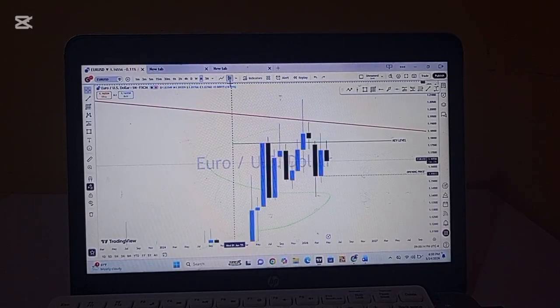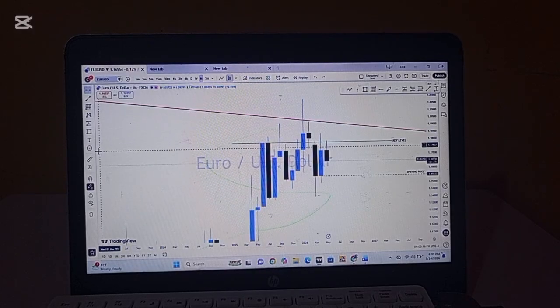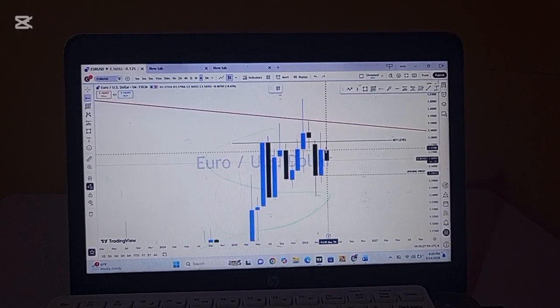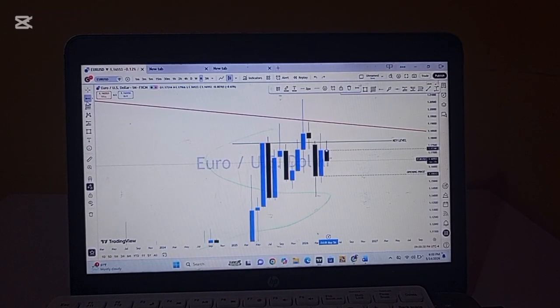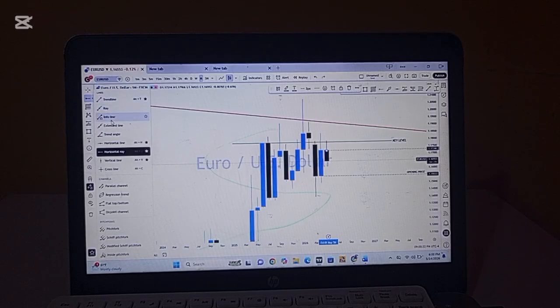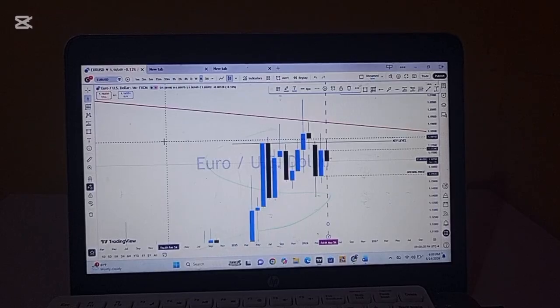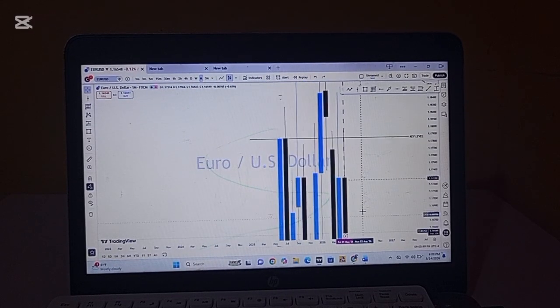So put your candlesticks in place. I just want you to do this. Take your horizontal ray, mark the opening price like that, and the vertical line, mark the horizontal time. So this one will show you when the candle opened, and the horizontal ray will show you at what price this monthly candle opened. Then you have to be very precise with it.